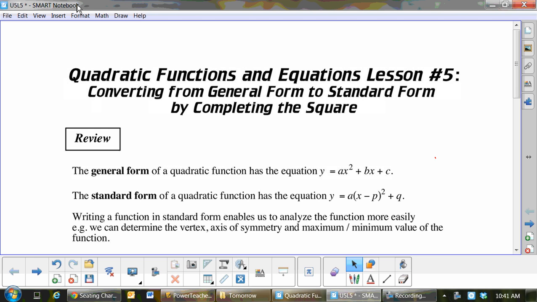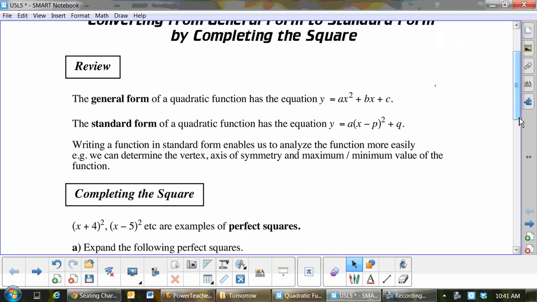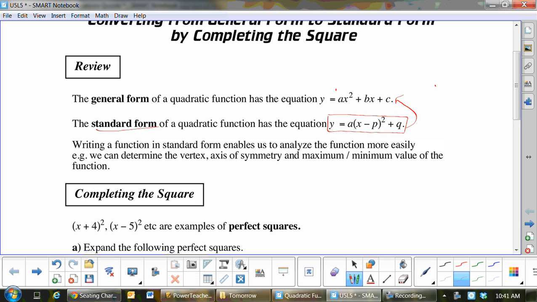Okay, so yesterday we went from this form to this form, right? That's what we did yesterday. Remember, you had to FOIL out the x minus p, and then you got that. Well, do you know that ax squared plus bx plus c is kind of useless?